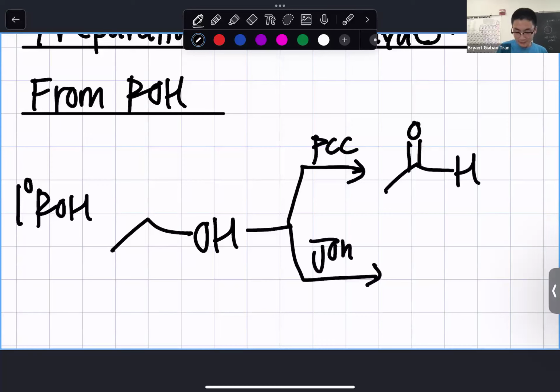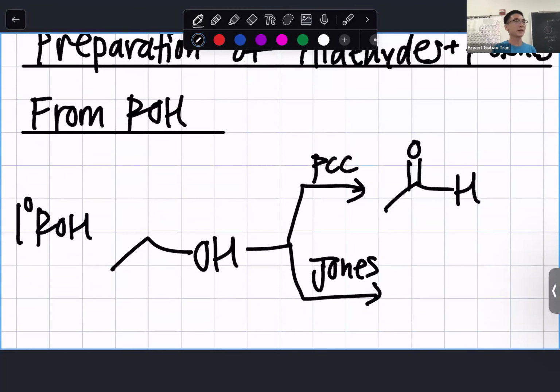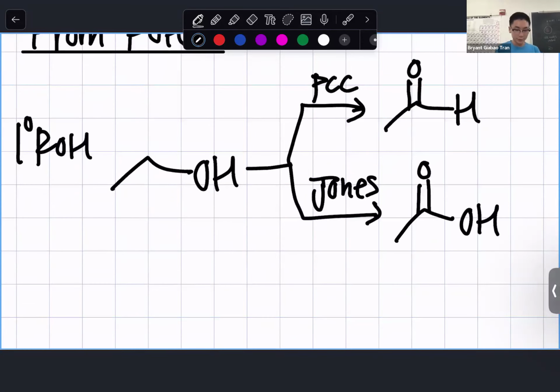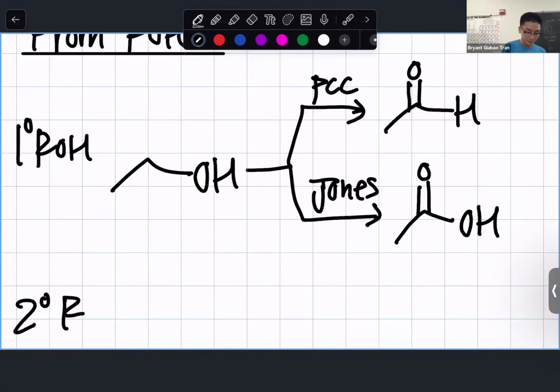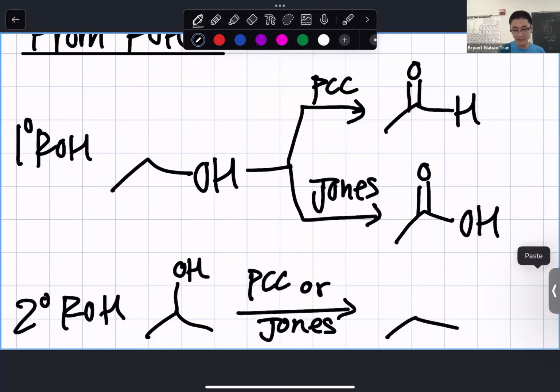What if we use Jones, a stronger oxidizing agent? What would this primary alcohol turn into? It's not going to be an aldehyde or a ketone, but a different functional group. Yep, carboxylic acid. If you have a secondary alcohol, it doesn't matter what you use. You could use PCC or Jones, any oxidizing agent. You're always going to get a ketone.